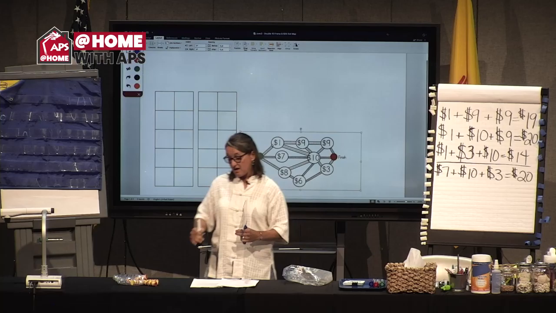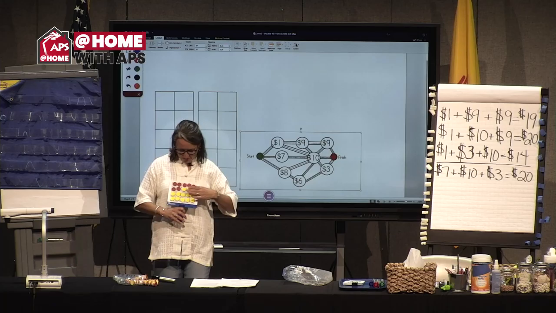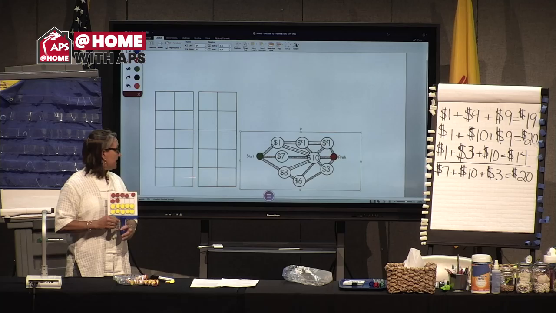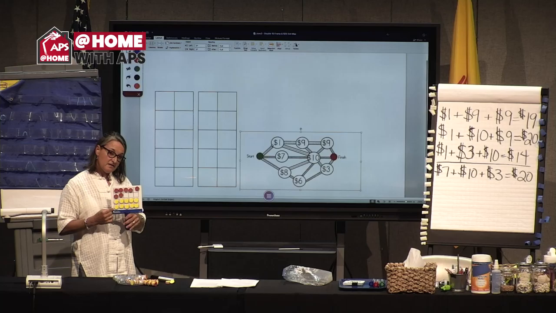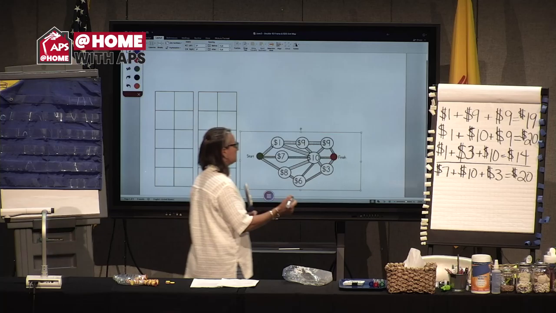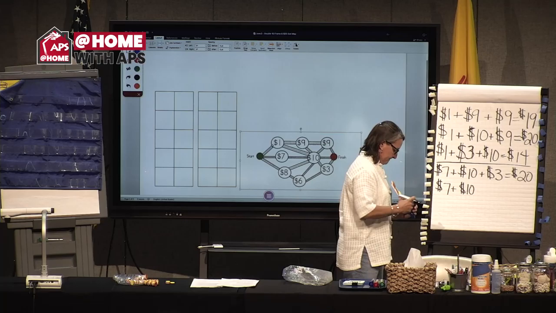Let's try another with 7. So we can do 7 plus 10 plus 9. So here's our 7 already, right? 5 and 2 is our 7. And we have our 10. Will we be able to fit 9 on these frames? We won't, will we? So we could fit 3, and we're gonna have 6 left over. So let's think about how that goes here. We'll have our 7 plus our 10, right? That gets us to 17 already, really close to 20.